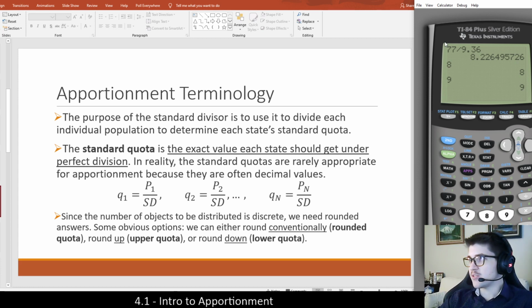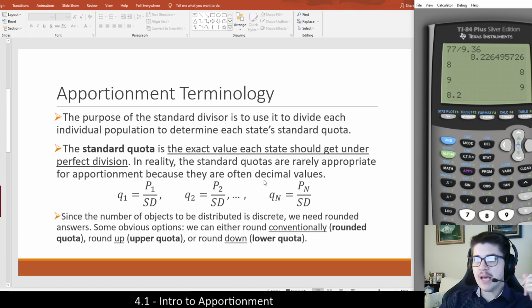And then we could also round it conventionally. In the case of 8.2, of course, that would be rounded down under conventional rounding, which we would just call the rounded quota. And actually, one of the last methods we're going to discuss is a method of rounding which is a little different than conventional rounding. But anyways, if you ever see these terms lower quota, upper quota, or rounded quota, that's all it's referring to: find the standard quota, round it properly. And that will wrap up our introduction video. So I know that was quite long, but apportionment is kind of a complex issue.